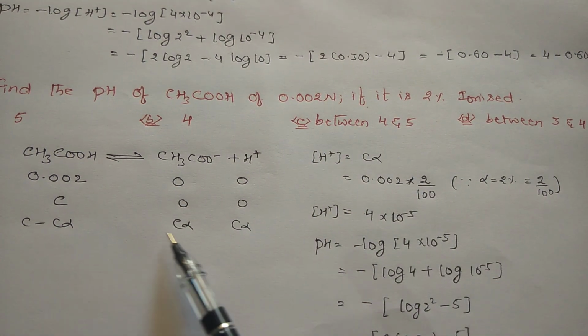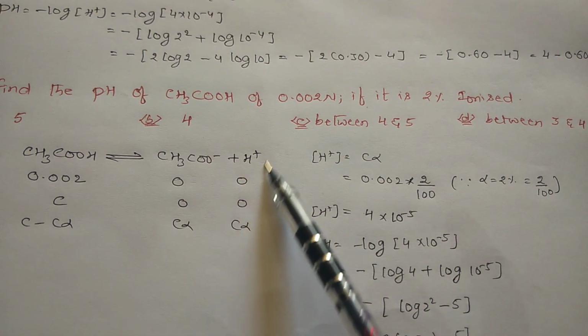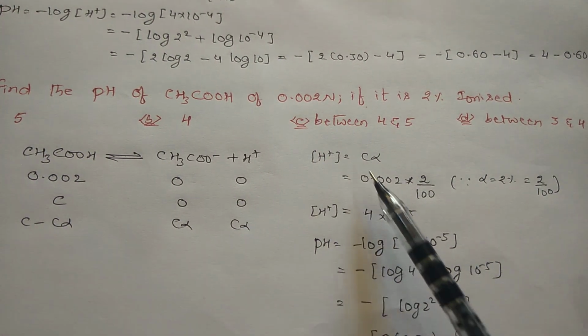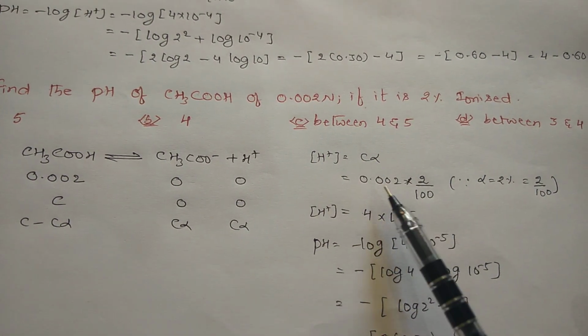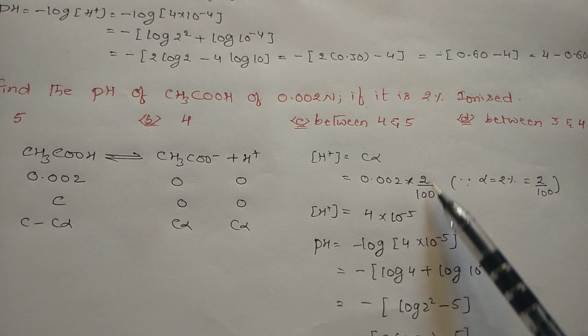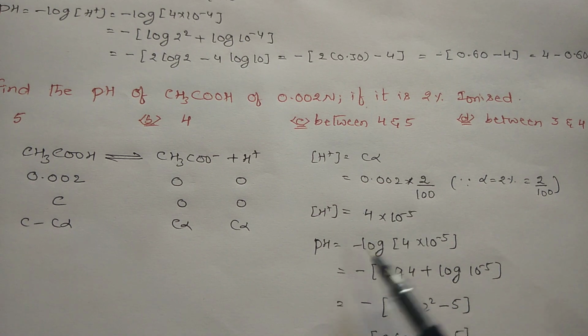So C minus C alpha is equal to C alpha, C alpha. What is the H plus now? It is C alpha. He has mentioned the concentration directly. So H plus is equal to C alpha. Concentration is 0.02 into alpha. Alpha means 2%, and 2% means 2 by 100. If you calculate the value, H plus is equal to 4 into 10 power minus 5.